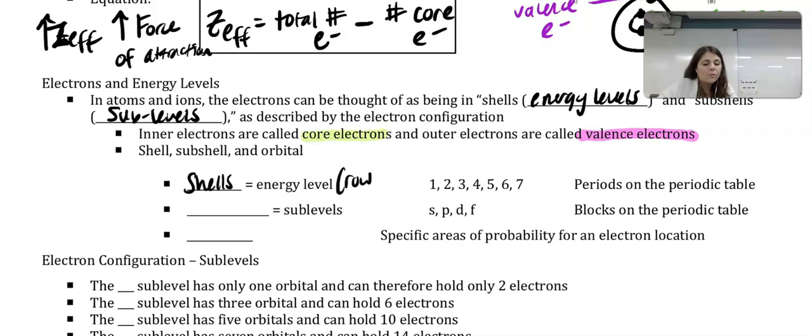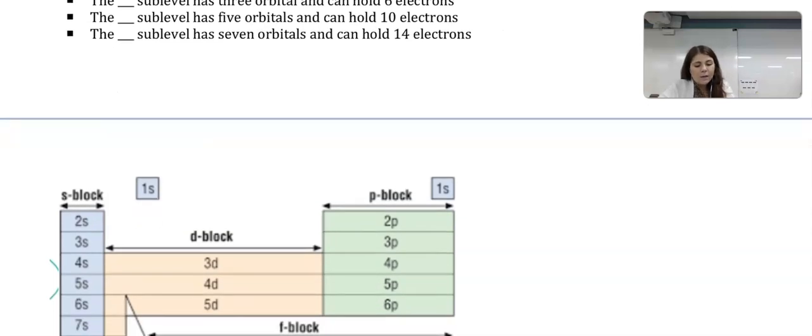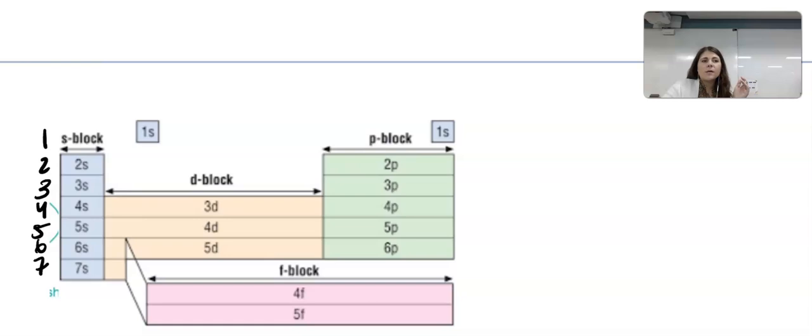These are going to be rows on the periodic table. So if you grabbed your periodic table right now, which I kind of have one right here, every single row indicates what energy level that is going across. So here we would have up to 7 energy levels that an element atom could have, okay?